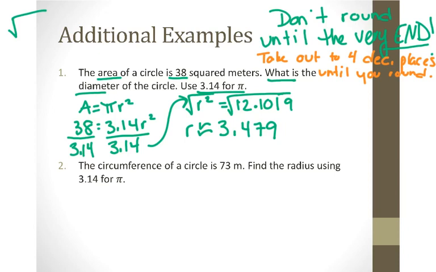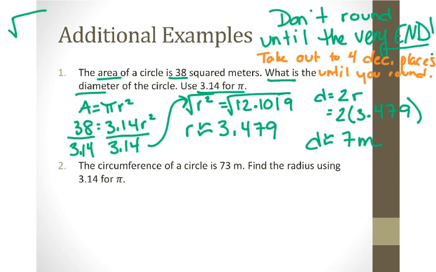What do we know about diameter and radius? Well, a diameter is equal to 2 times the radius. So I'm going to fill in what I know about my radius, which is 3.479. Then I'm going to multiply this, and round now to the nearest tenth. So that means my diameter is going to be about 7 meters. So it's taking what you're given and what you know and using one of the formulas to solve for the question.